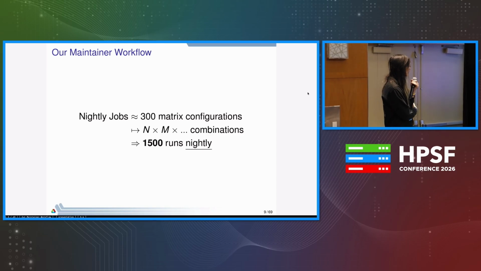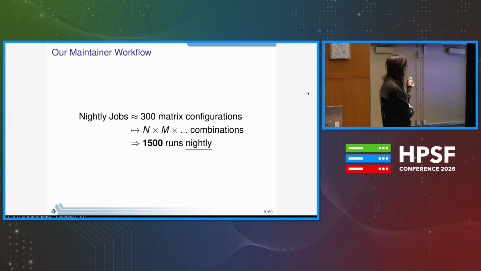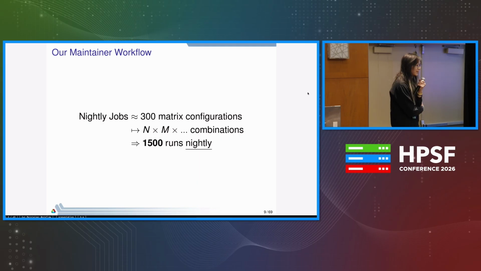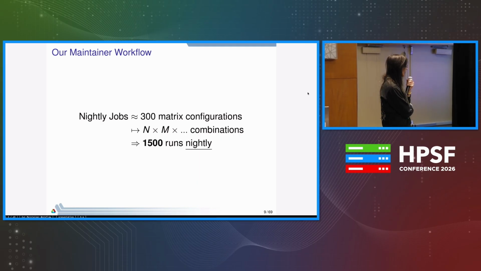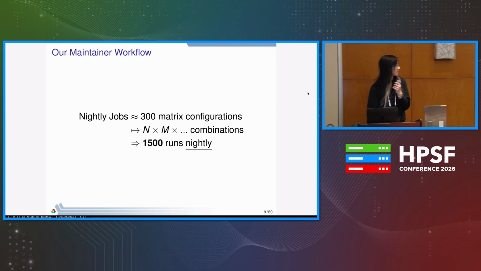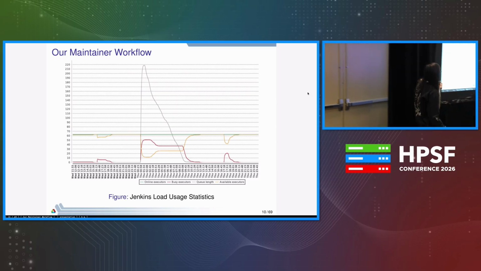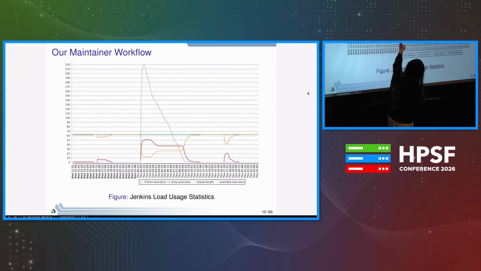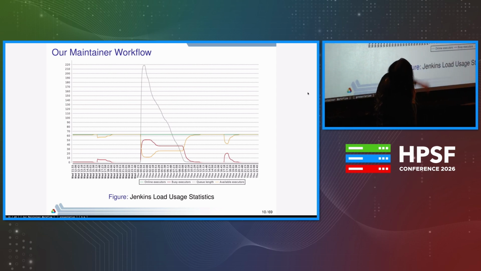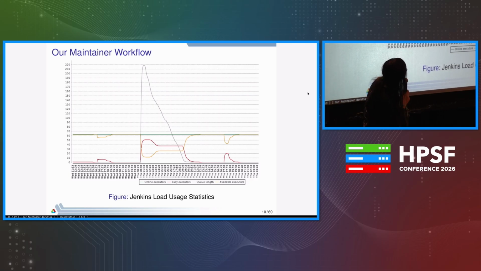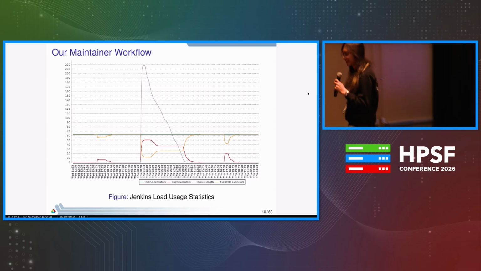Those test every individual permutation of builds that we do, and in practice that means we have an explosive number of combinations to test. About 1,500 runs is what we run nightly against our mainline code base. This is what it ends up looking like on our Jenkins CI server. Right here is midnight CST, and our entire CI infrastructure is overloaded at that time. Then throughout the day, it slowly drains down as jobs finish. So it's quite intense on our infrastructure.